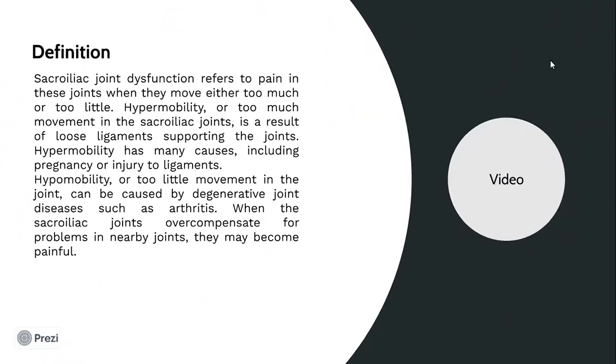Definition: Sacroiliac joint dysfunction refers to pain in the joint when it moves either too much or too little. Hypermobility, or too much movement in the sacroiliac joint, is a result of loose ligament support in the joints. Hypermobility has many causes, including pregnancy or injury to ligaments. Hypomobility, or too little movement in the joint, can be caused by degenerative joint disease such as arthritis. When the sacroiliac joints overcompensate for problems in nearby joints, they may become painful.